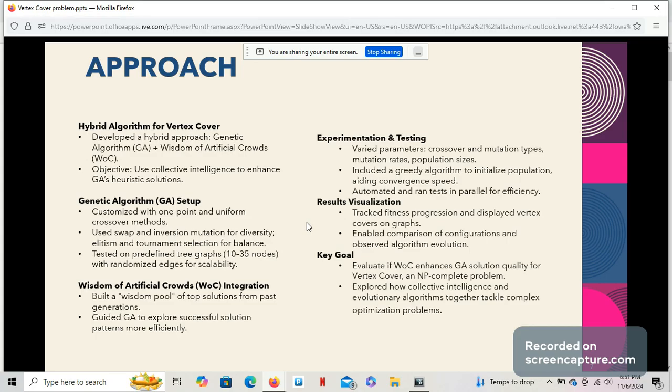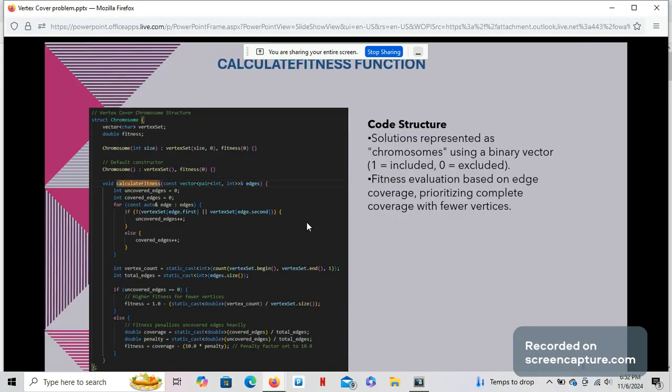Ultimately, my goal was to see if adding the wisdom of crowds to a genetic algorithm could genuinely improve the solution quality for the vertex cover problem over a standard genetic algorithm. So through systematic testing and analysis, I aim to explore whether collective intelligence could effectively combine with evolutionary algorithms to tackle the NP-complete problem.